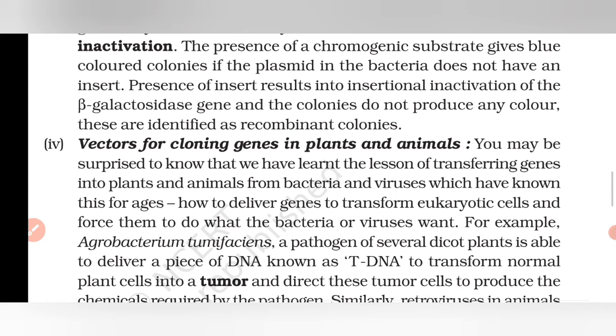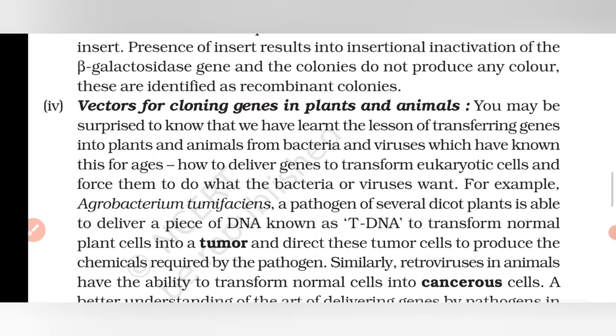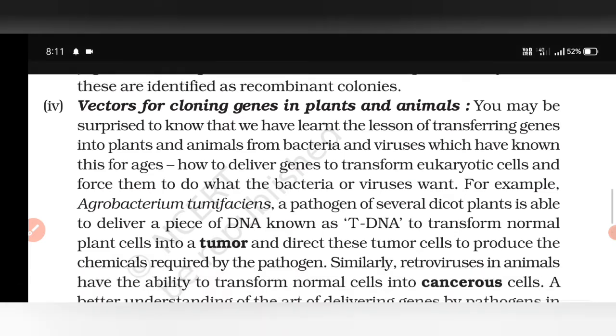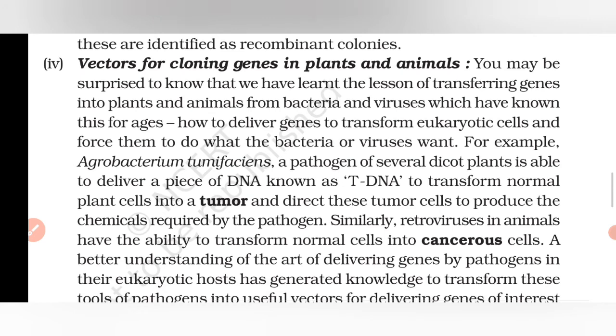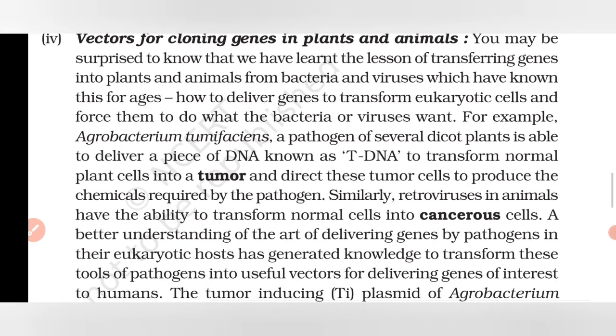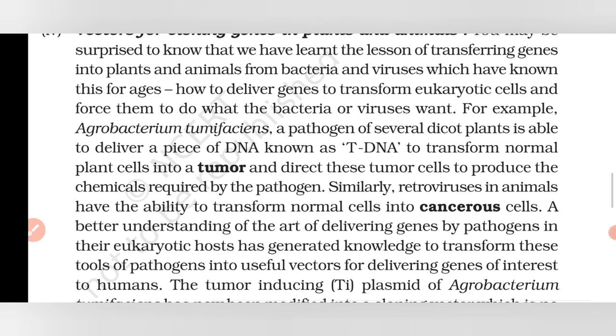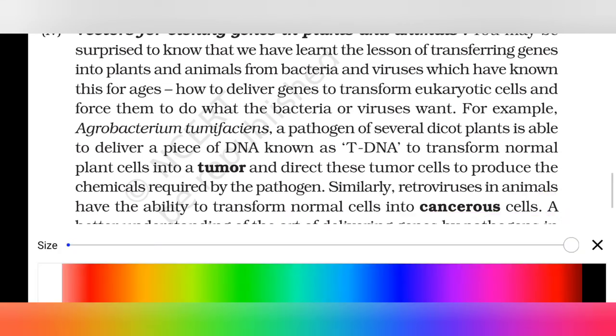Vectors for cloning genes in plants and animals. You may be surprised to know that we have learned this lesson of transferring genes into plants and animals from bacteria and viruses, which have known for ages how to deliver genes to transform eukaryotic cells and force them to do what the bacteria or viruses want. For example, Agrobacterium tumefaciens, a pathogen of several dicot plants, is able to deliver a piece of DNA known as the T-DNA to transform a normal plant cell into a tumor cell. So what is the DNA which Agrobacterium tumefaciens, a dicot pathogen, has? It is called T-DNA.